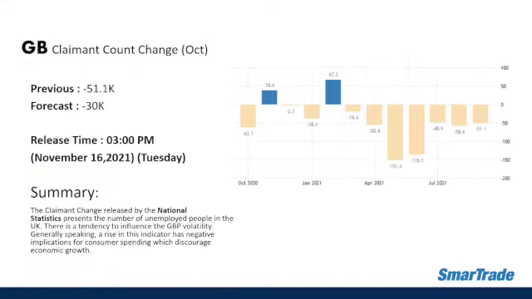And followed by the claimant count change for the UK as well for the month of October. The previous is negative 51.1K, and the market forecast is negative 30K. Same goes with the release time, 3 p.m. And the actual data is negative 14.9K. So overall, to summarize the data for the UK, it was actually better. It beats the market forecast. Same goes with the employment change.